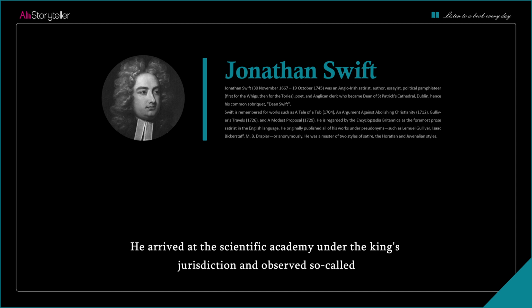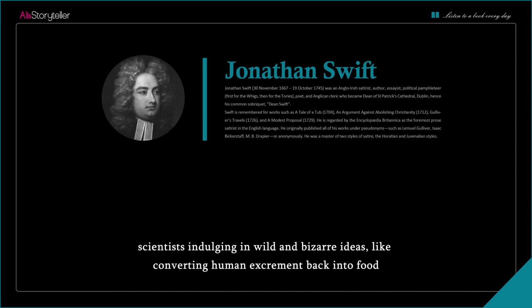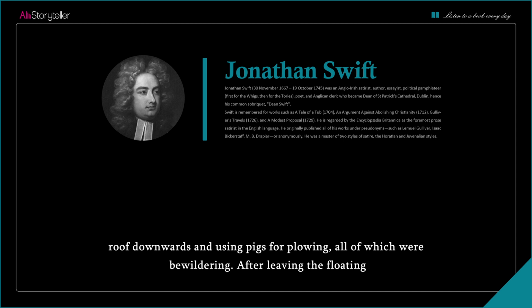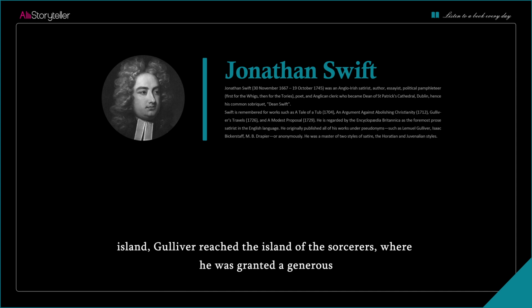He arrived at the Scientific Academy under the king's jurisdiction and observed so-called scientists indulging in wild and bizarre ideas, like converting human excrement back into food or refining ice into gunpowder. There were also experiments involving building houses from the roof downwards and using pigs for plowing, all of which were bewildering.